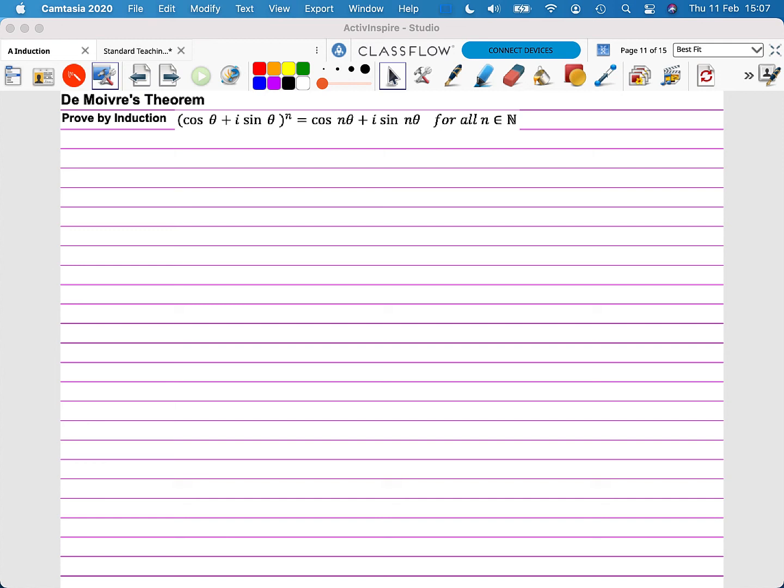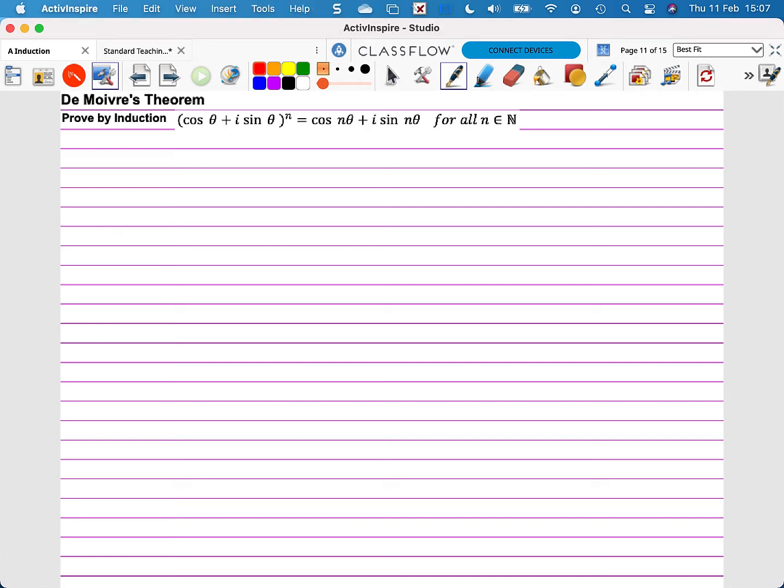Now we're about to undertake proof by induction for de Moivre's theorem. When we're doing the proof by induction for de Moivre's theorem, it's enough to quote what's in front of you now: (cos theta + i sin theta)^n = cos n theta + i sin n theta, for all n belonging to the set of natural numbers.